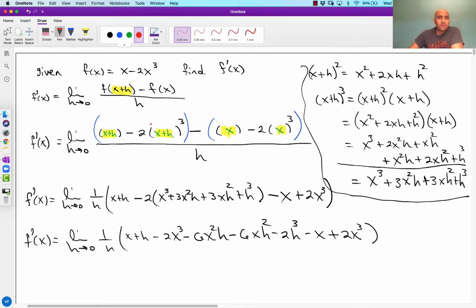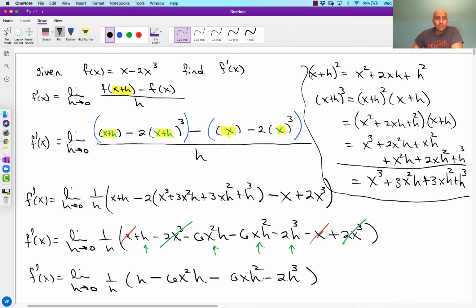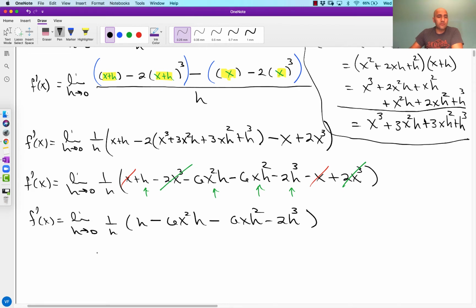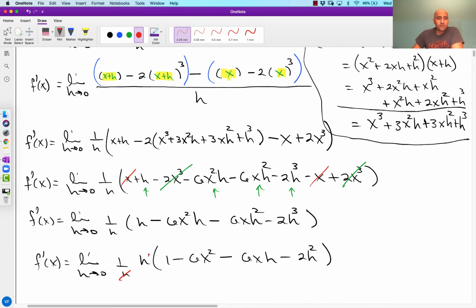Okay, so luckily a bunch of stuff will cancel now. We have a plus x and a minus x. Those two will cancel. And we have a minus 2x^3 and a plus 2x^3. Those will cancel. And so this term survives, this term survives, this term survives, and that term survives. So let's copy those. Okay. So now all the terms that we have remaining here all have a factor of h. So we can factor one h out, and then that'll cancel with this h.